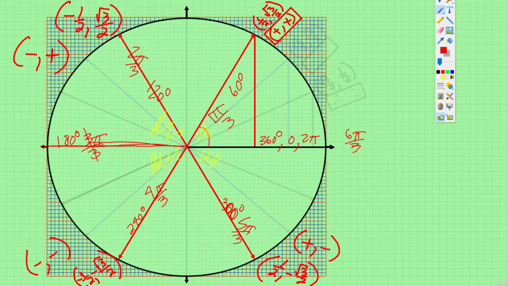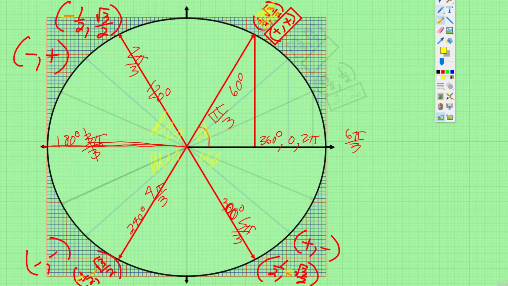And then again, notice these coordinate points, x is 1/2, y is √3/2. They're all the same for the 60-degree angle. You just have to pay attention to the sign attached.